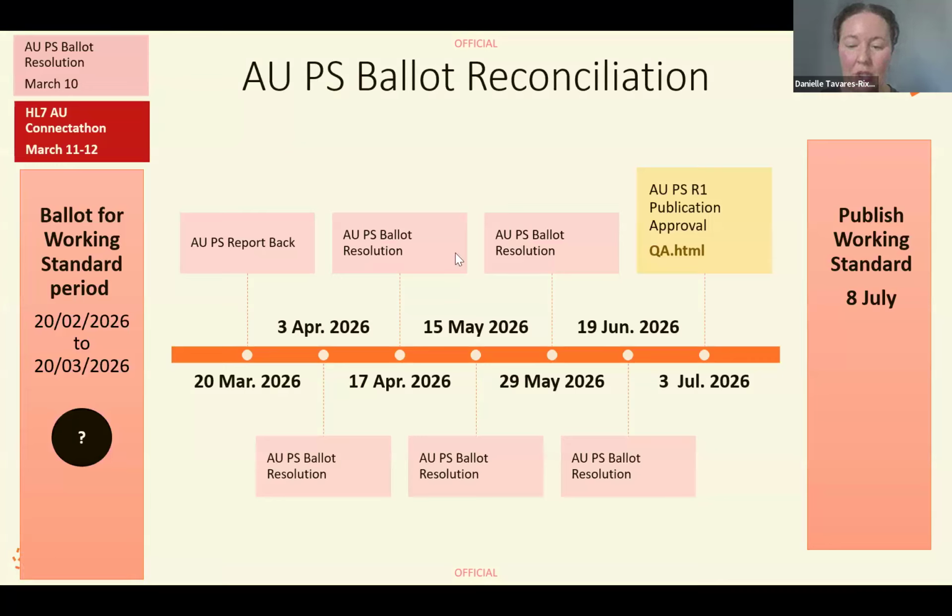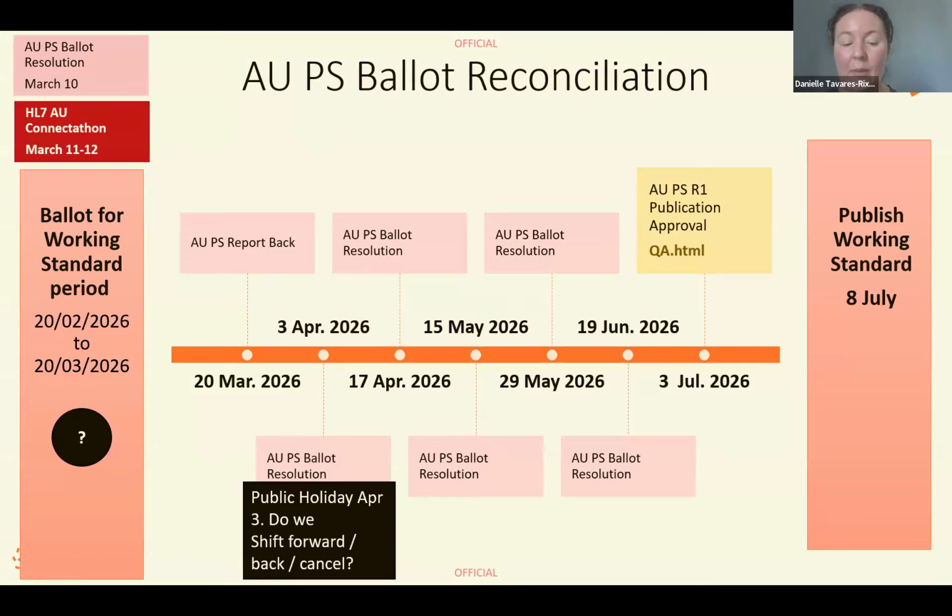Here was our schedule. And I say was because we're in the report back. Our next meeting, which I had happily put on the timeline as the 3rd of April, is where we do our first ballot resolution, so all the changes. However, it's a public holiday, so we cannot do it on the 3rd of April. So we need to work out what we do.